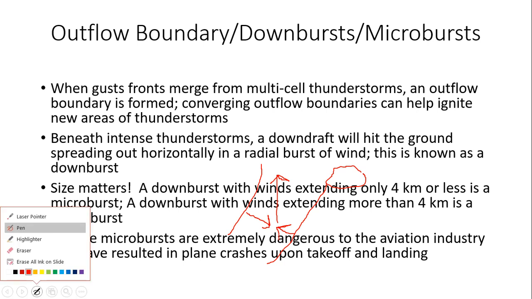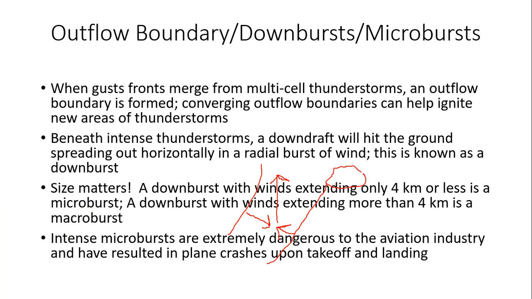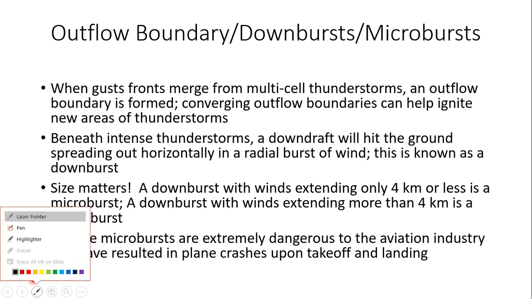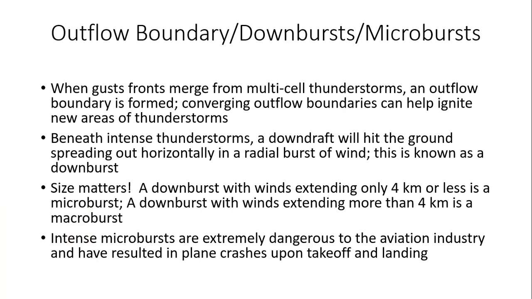Okay, so let's move on now with the training. Go ahead and erase that, get that out of the way. Now we're going to talk about how beneath intense thunderstorms, a downdraft is generally going to hit the ground. It spreads out horizontally in a radial burst of wind, and this is known as a downburst. Let me draw out what a downburst looks like. Let's say that this right here is the base of your thunderstorm. I'm going to make a big thunderstorm cloud with a nice big anvil. There it is, a big tall cumulonimbus cloud.